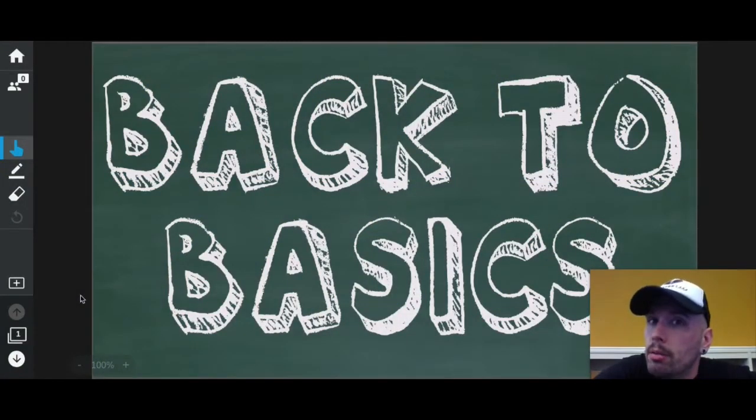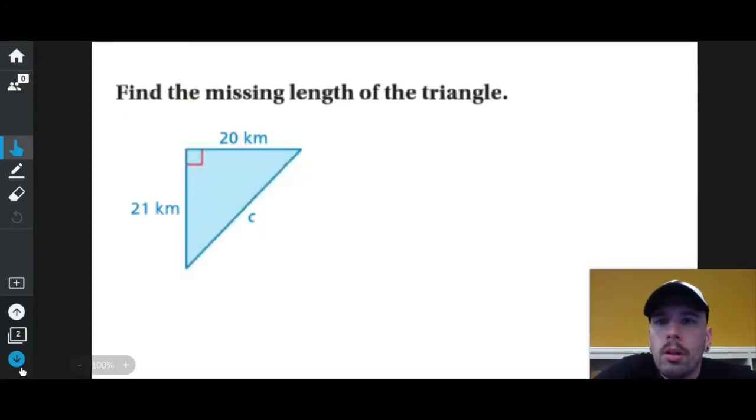Back to basics. The missing length of a right triangle. How would I do that?